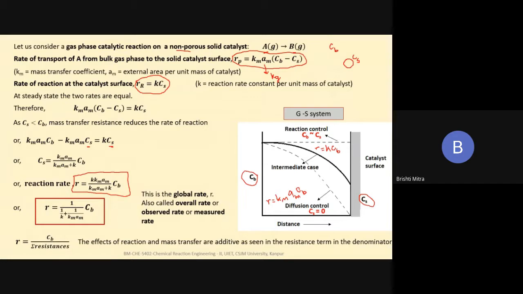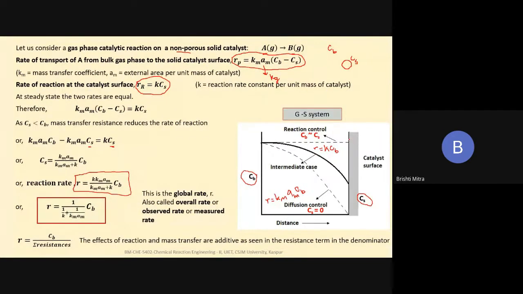Now, it is highly possible that in most situations, you will never find either a completely diffusion controlled or a completely reaction controlled one. What we have is essentially somewhere in between, where the reaction is also playing a part and the mass transfer is also important. So the actual global rate has the influence of both reaction rate as well as mass transfer. And you can see that the rate of my reaction is equal to Cb, and in the denominator we have the summation of the resistances.